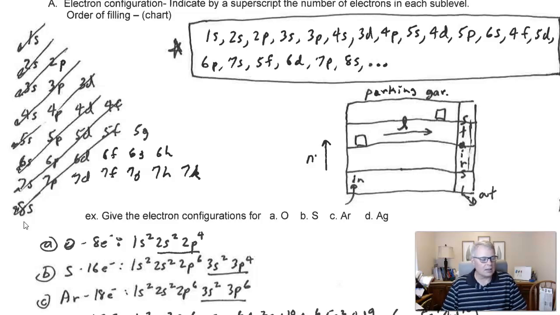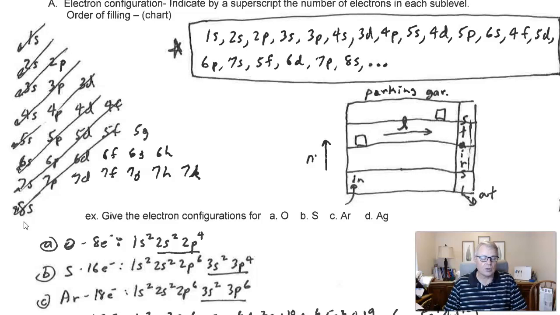So I look in the periodic table and I see oxygen. I look for the atomic number. Atomic number for oxygen, of course, is 8. So if I have 8 protons, how many electrons do I have in a neutral atom of oxygen? Well, I've got 8 electrons as well. All right. So write me the electron configuration for a neutral oxygen atom.